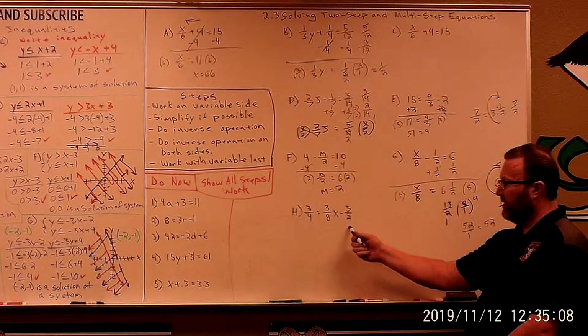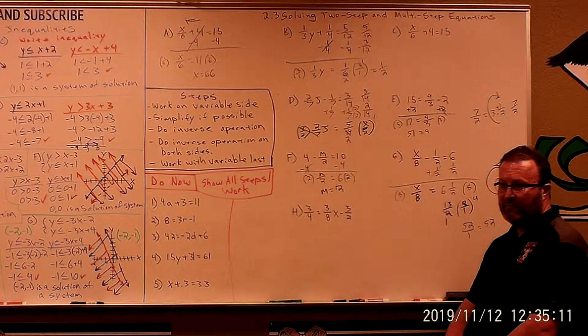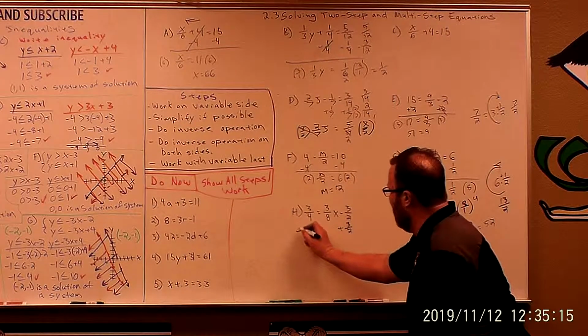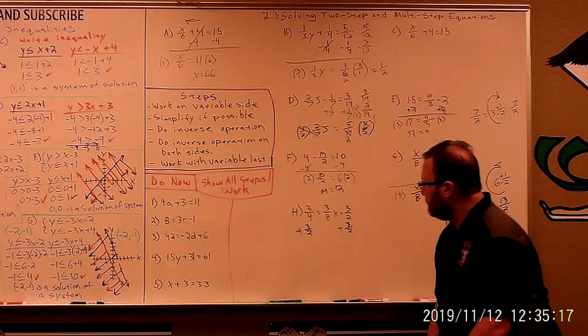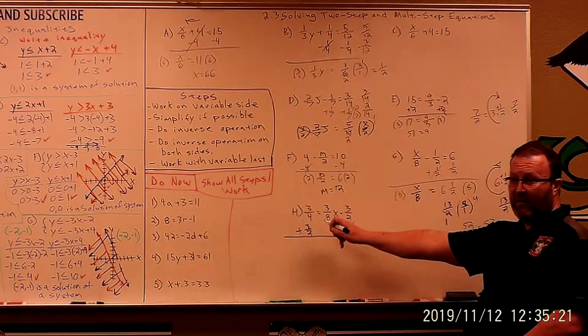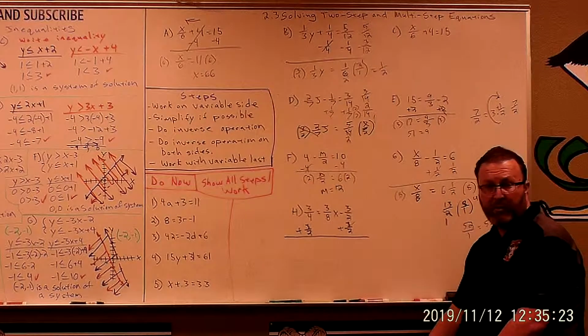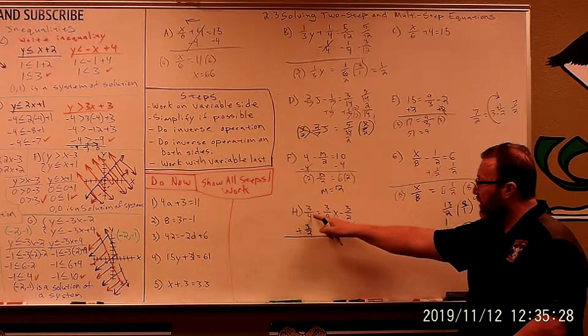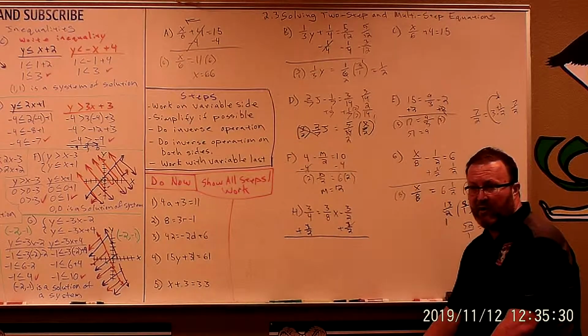What's the opposite of this? Addition. Yeah, so write plus 3 over 2 plus 3 over 2. This is going to cancel out, right? Now guess what happens here? We have an improper fraction. Or excuse me, yes, we do have an improper fraction, but we don't have the same common denominators, right?